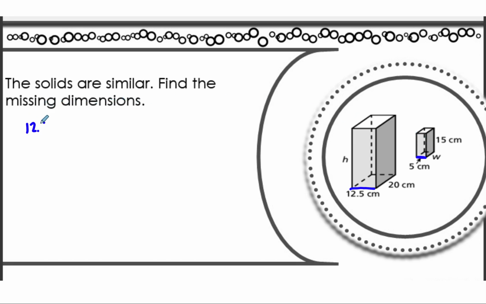12.5 for the larger, and then 5 for the smaller one. Okay, so let's see. I'm going to start with the height. 12.5 over h, and then 5, and then 15 is the height for this one. All right, let's do cross products on this one. We haven't done cross products yet in our video. 5 times h is 5h. And then I would need to do 15 times 12.5. That gives me 187.5.